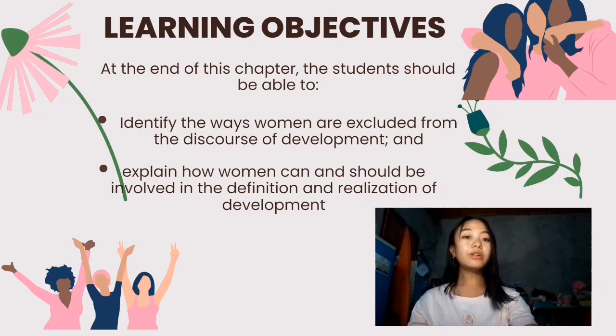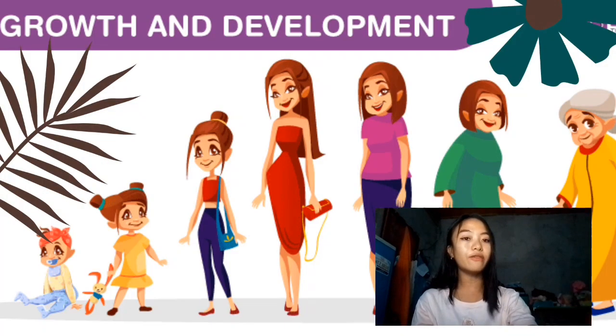So we have here the learning objectives. At the end of this chapter, the student should be able to identify the ways women are excluded from the discourse of development and explain how women can and should be involved in the definition and realization of development.